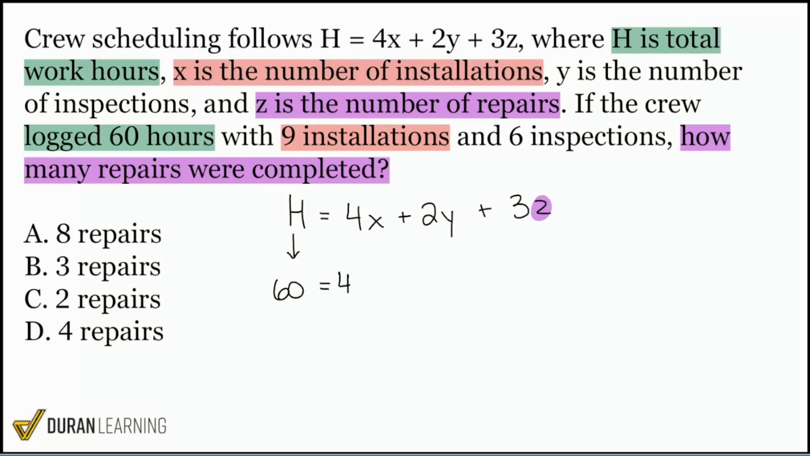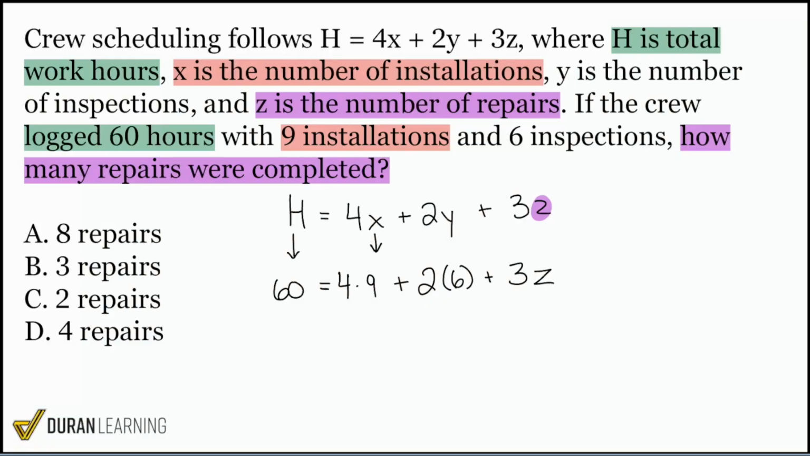So I'm going to do 4, and I'm going to replace the X with 9. Next up, we have 2y. So we'll have 2 multiplied by y. And what does y represent? Y is the number of inspections, 6 inspections. So we'll replace y with 6, and then we have 3z. So all we have to do now is solve this equation, and we're good.